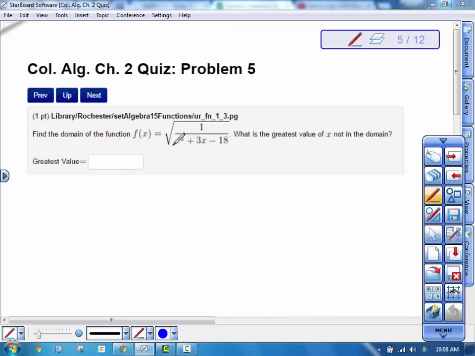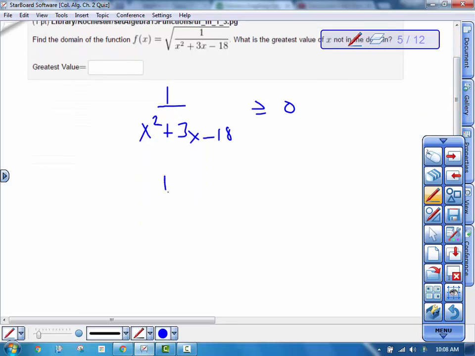Next problem wants us to find the domain of this function right here. It wants the greatest value of x not in the domain. So let's just find the domain. We know that what's under here, x squared plus 3x minus 18, has to be greater than or equal to 0 because it's underneath a radical. So let's factor the bottom. The bottom factors into two linear factors probably, hopefully. Looks like 6 and 3. So we can do x plus 6 and x minus 3 is greater than or equal to 0.